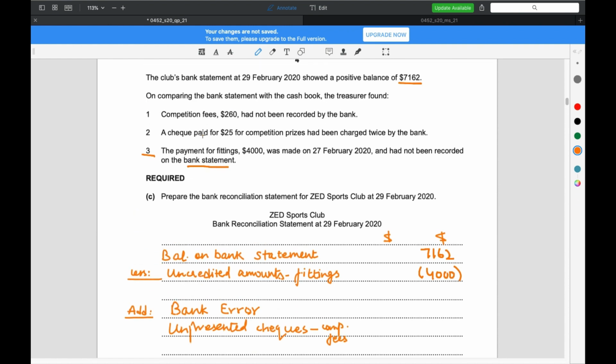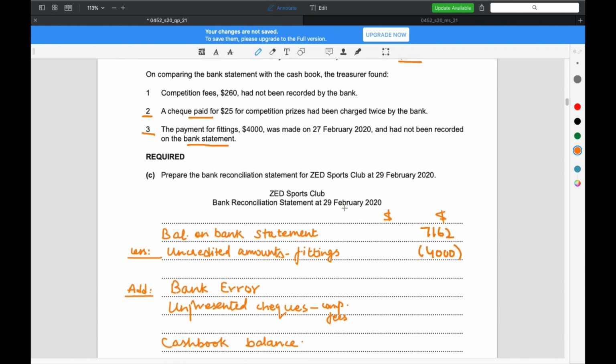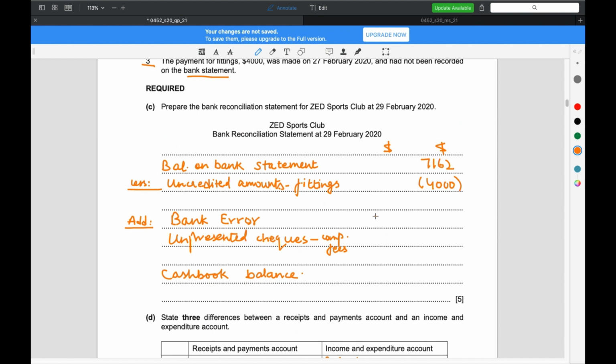The second point is a check paid for $25 for competition prizes had been charged twice by the bank, which means that we actually had to pay $25, but the bank shows that we paid $50, so we have to increase our bank balance by $25. Why? Because we actually had to pay $25, but the bank shows we paid 50, so it should have been 25. So let's just increase the bank by $25. This is going to be plus 25.